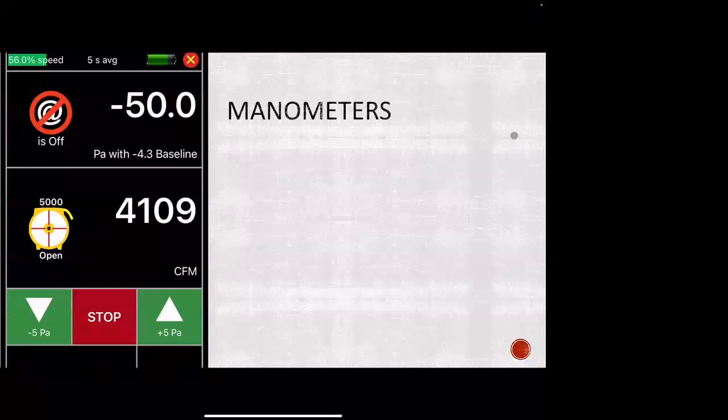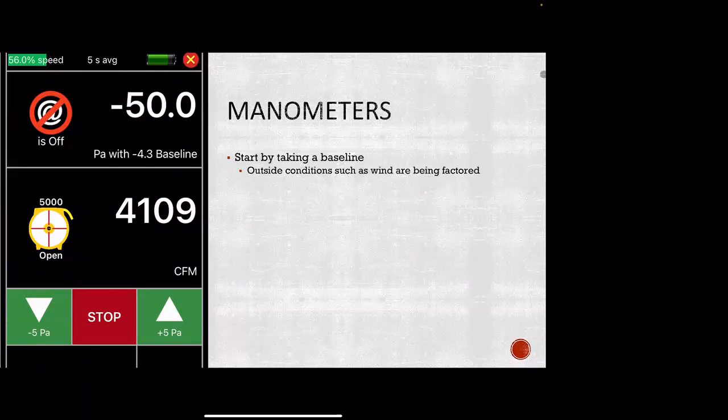So let's talk about the manometers that go with that blower door, and also manometers that you can get and how you can test some certain things. What we do is we start by taking a hose connected to our manometer to the outside of the house. With that, we're going to get the outside conditions and factor those in, such as wind and things like that, when our fan runs here.